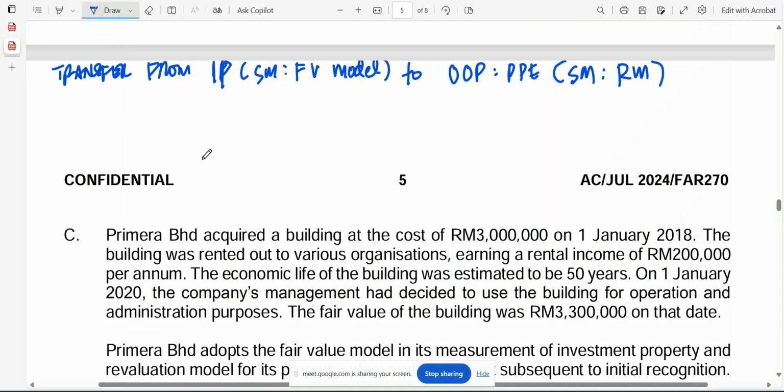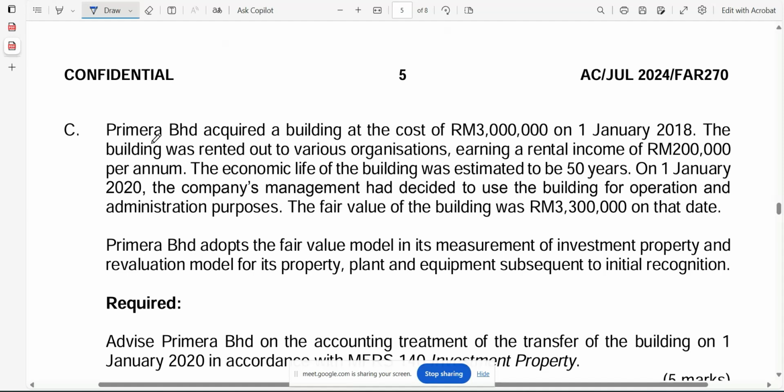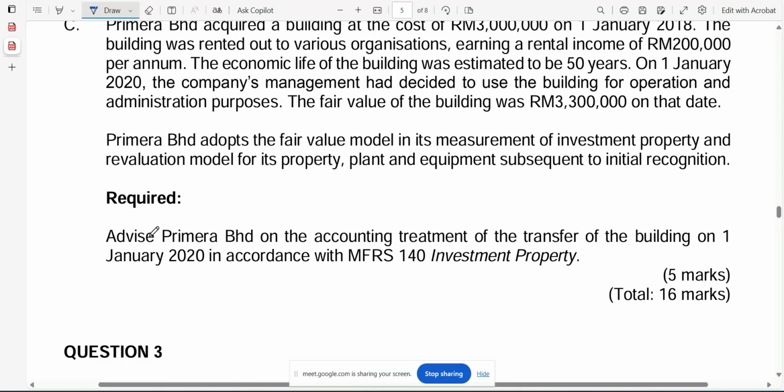Okay, so read the question. Before that, let us read the requirement. You are asked to advise. When you are asked to advise, you need to advise what is the accounting treatment of what? Accounting treatment here, accounting treatment on the transfer of building on 1st January 2020. So 1st January 2020 is actually the date of transfer if you read the question.